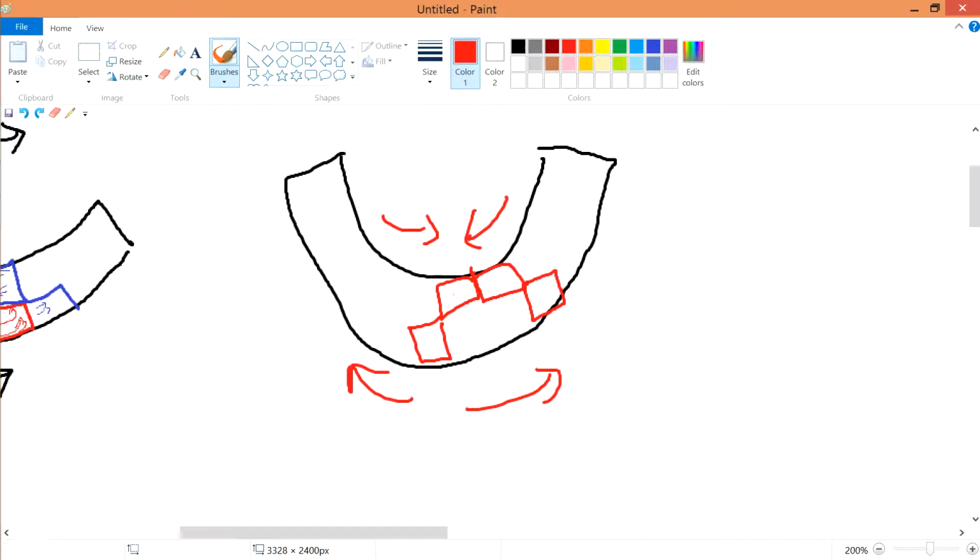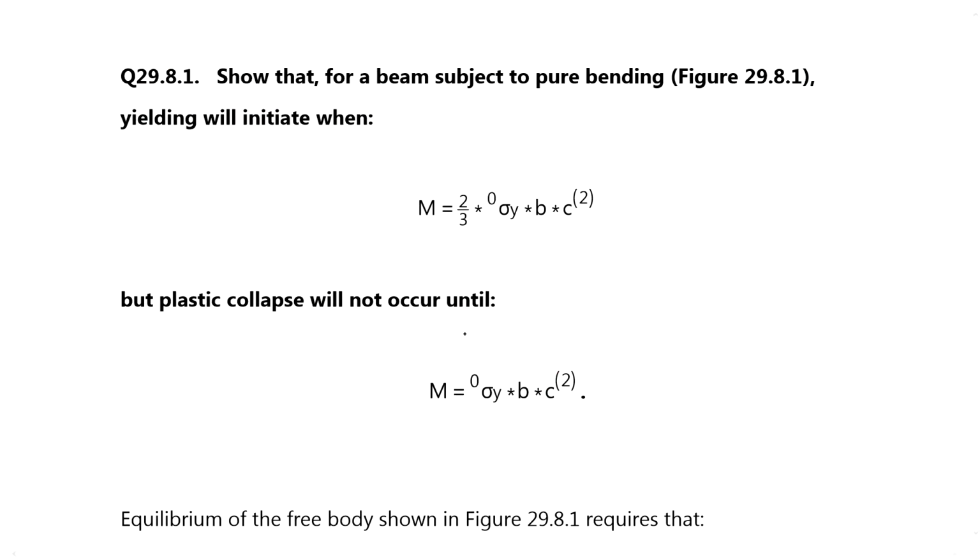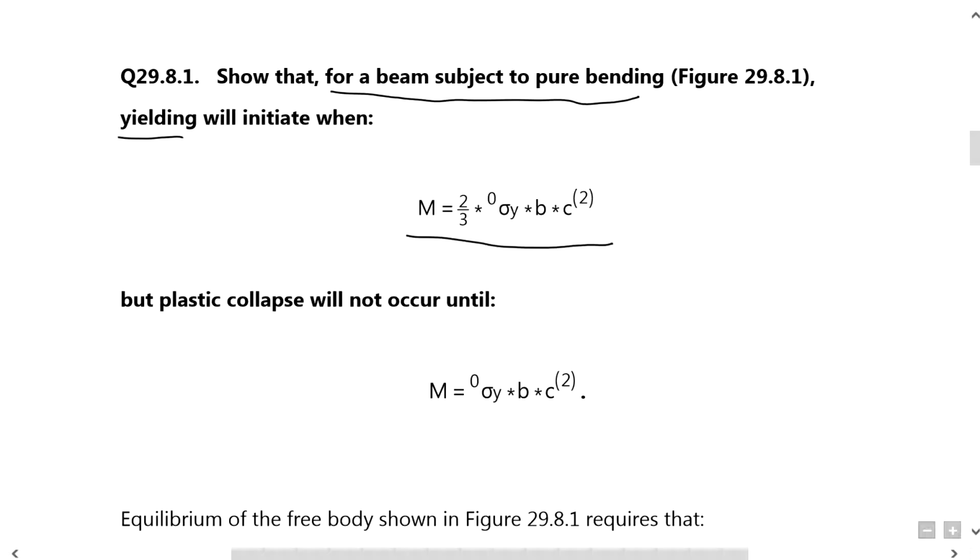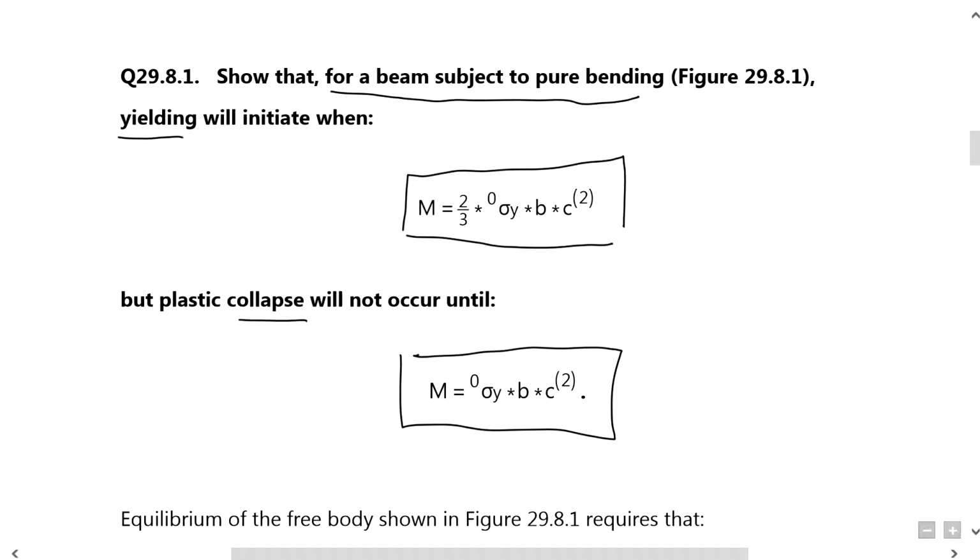But at least you can see some of the stress point. It explains why, the more you bend, the material itself starts to flow, and with nowhere to flow, it gets stuck here and creates a bigger bump, and you will start to crack, and things like that happen. Therefore, based on what we have seen just now, for a beam subjected to pure bending, yielding will initiate at a certain moment, and the plastic collapse will not occur until this happens. So these are the moments.